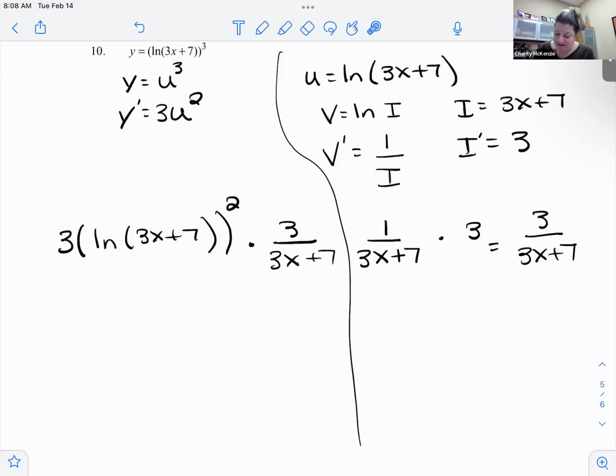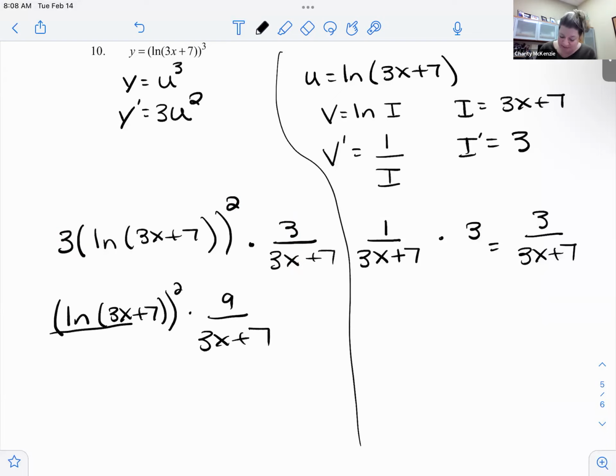Okay, I can simplify that a little because this part doesn't have the exponent. So I can just times this 3 over here. So think of it as 3 over 1. So really, the only simplification I can do is, this is still squared, times 9 over 3x plus 7. And I guess you could go like this too. And I usually like to write the 9 in front, but either way. So that's our final answer. So that had a chain rule inside of a chain rule.